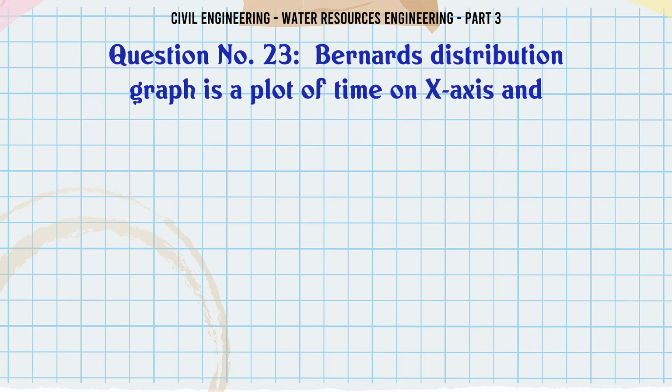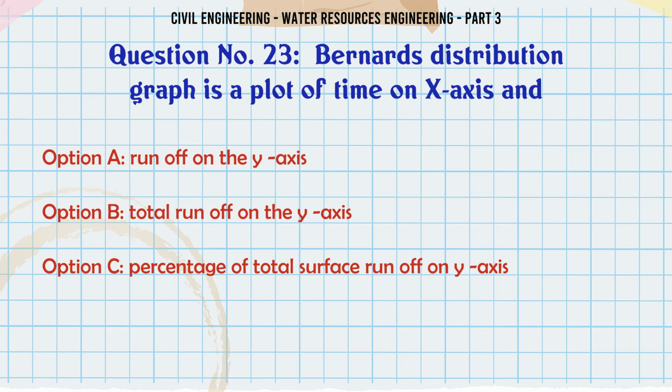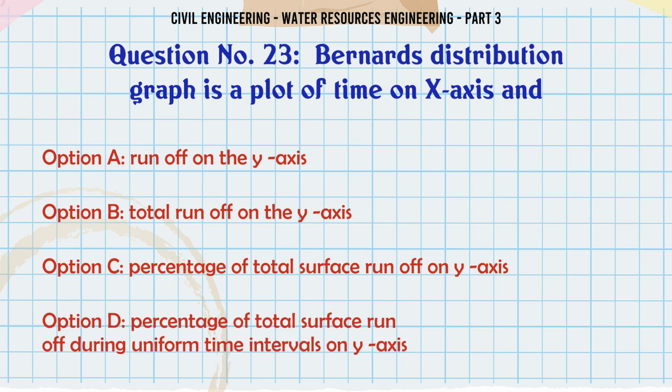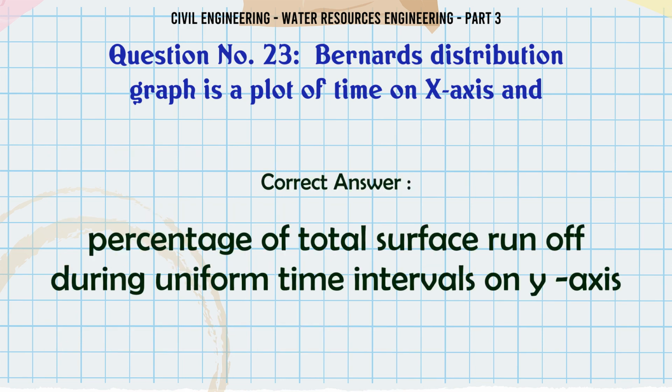Bernard's distribution graph is a plot of time on x-axis and A. Runoff on the y-axis. B. Total runoff on the y-axis. C. Percentage of total surface runoff on y-axis. D. Percentage of total surface runoff during uniform time intervals on y-axis. The correct answer is percentage of total surface runoff during uniform time intervals on y-axis.